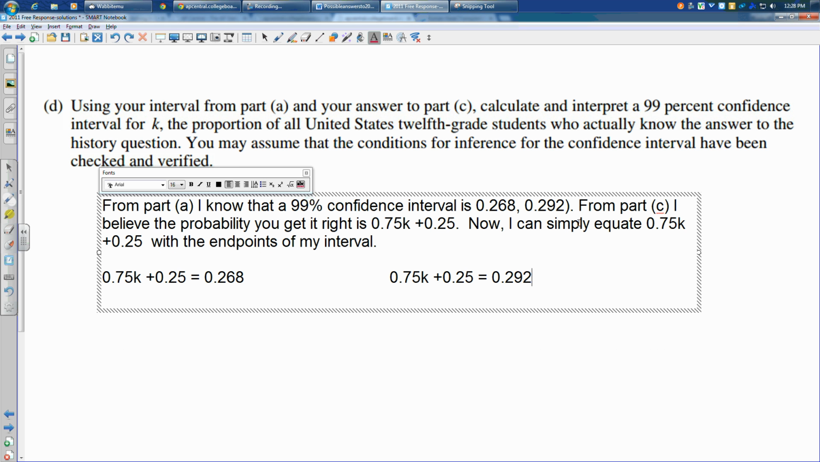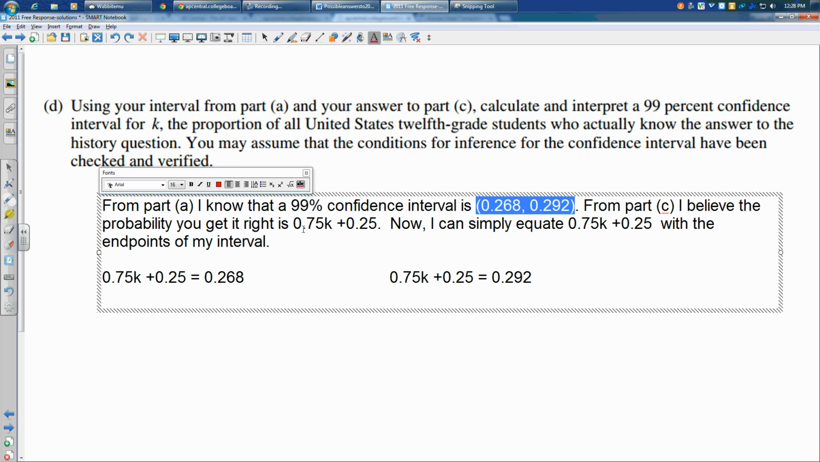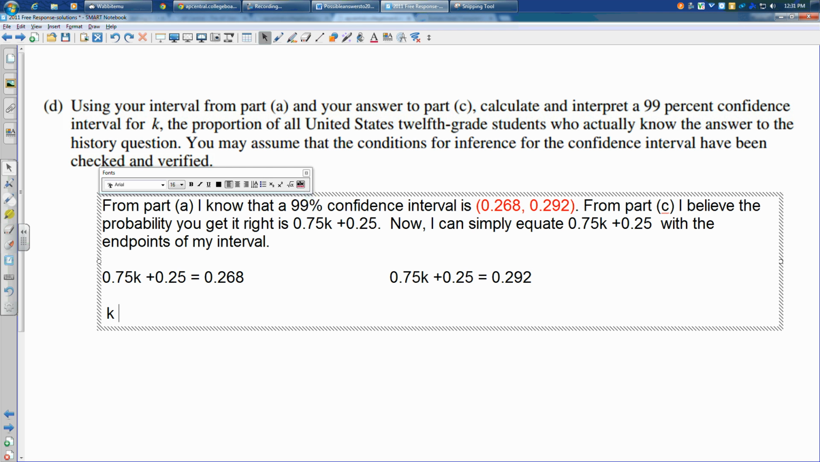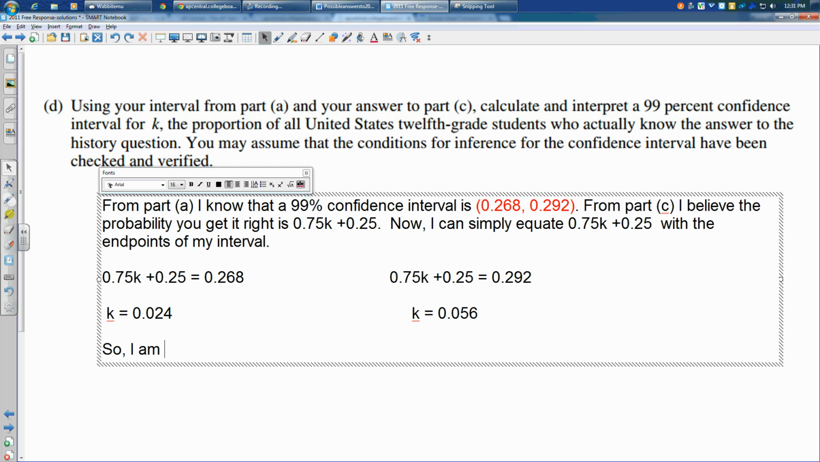And so if I know the 99% interval is this interval, and I believe that the way to write that using the variable for what percent you know, or what percent knows the question, is this, I'm simply going to solve these two equations to find my new endpoints. And so when I do that, this one is K equals 0.024, and this one is K equals 0.056. So I am 99% confident that the actual proportion of U.S.